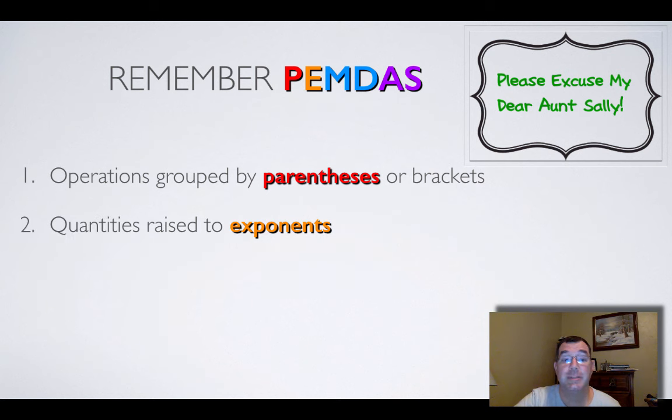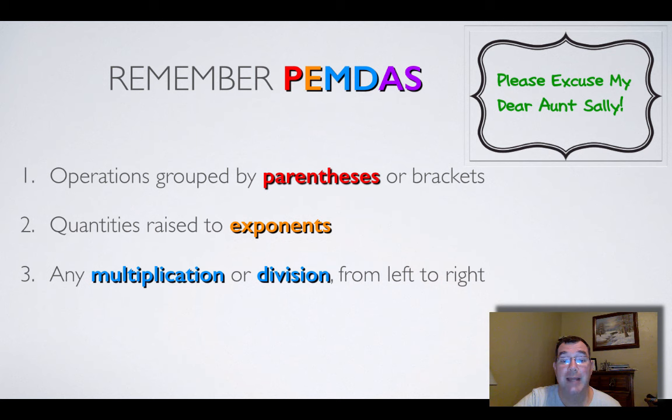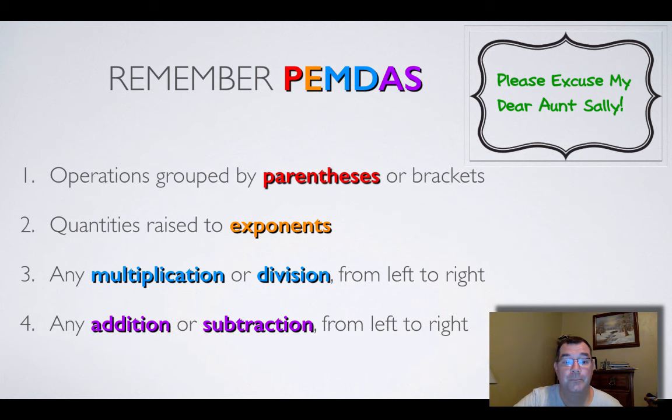Then we are going to simplify anything that's been raised to an exponent. That's what the E stands for. And then we're going to do any multiplication or division. Now notice that those are at the same level. So it's not M and then D. It's M and D together, multiplication and division together from left to right. All right. Then A and S. That stands for addition and subtraction. So we're going to simplify any addition and subtraction working from left to right.